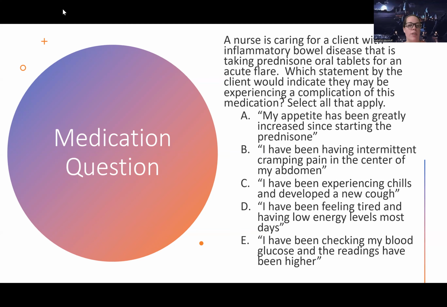C, I've been experiencing chills and developed a new cough. So this is definitely something that puts up some red flags for me, because I know steroids can suppress the immune system. So chills and a new cough makes me think that maybe this patient is having a respiratory infection, which could be a result of the immunosuppression from their prednisone. So I'm going to say yes, that is a complication.